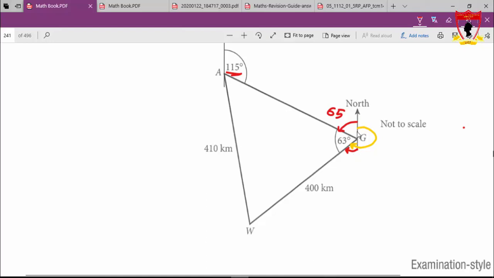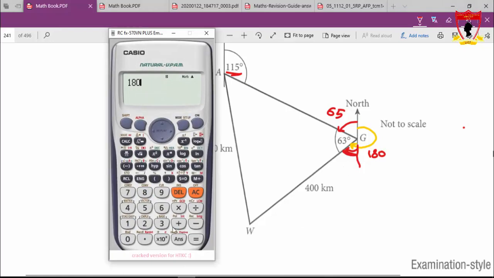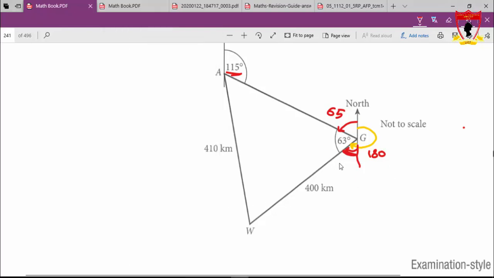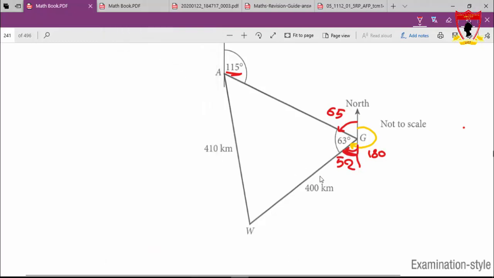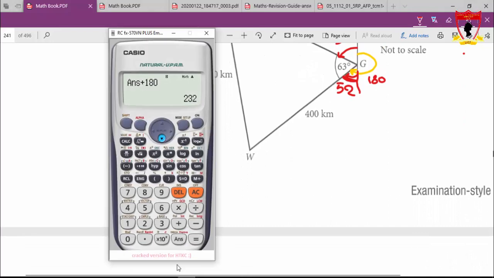Because if I find this angle, and here this side is a straight line, this side until here it's 180 degrees. So I need to calculate this angle, add it to the 180 to get the yellow curve from the north of G to this line that goes to W. Now these two angles help me to find this missing one here, because all of these three angles together add up to 180. Then 180 minus 65 minus 63, what's remaining is 52 degrees. It means this gap here is 52 degrees. Then this side is 180 plus 52, which is 232 degrees. So the bearing of W from G is 232 degrees.